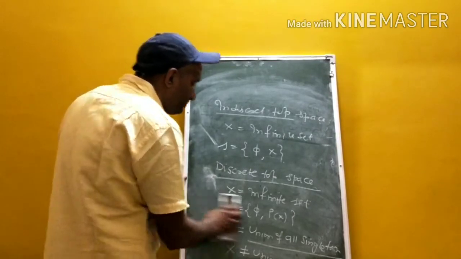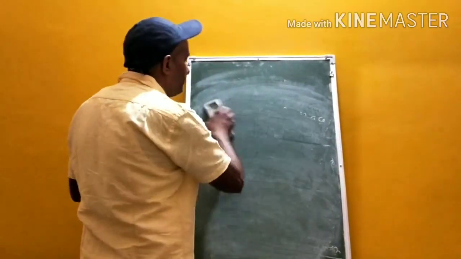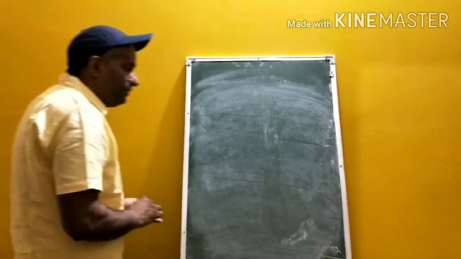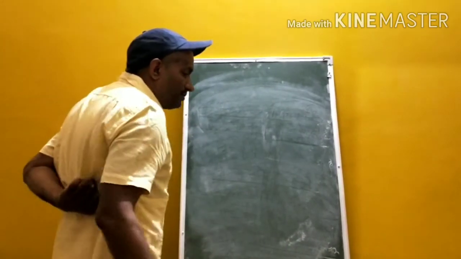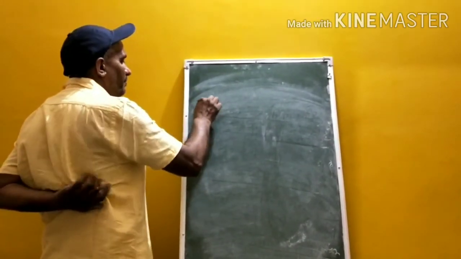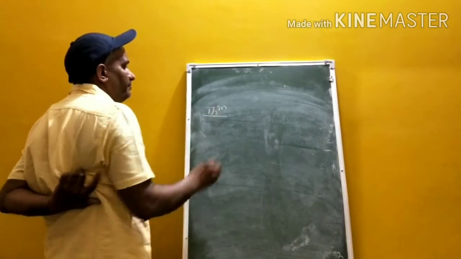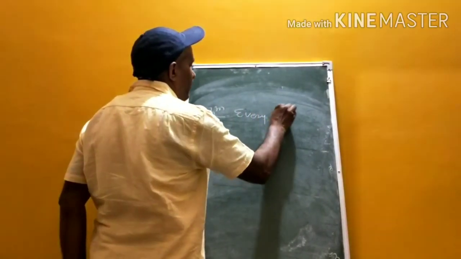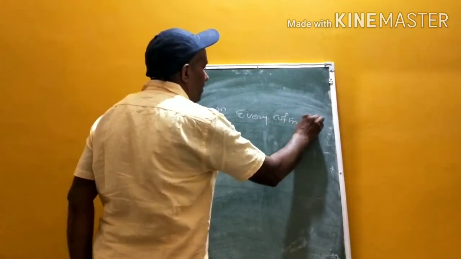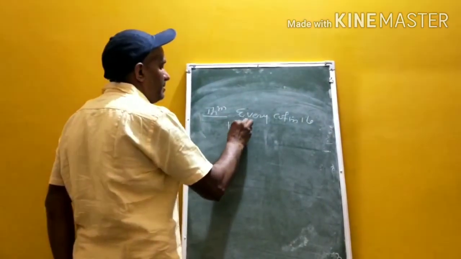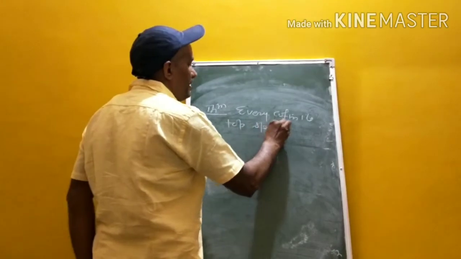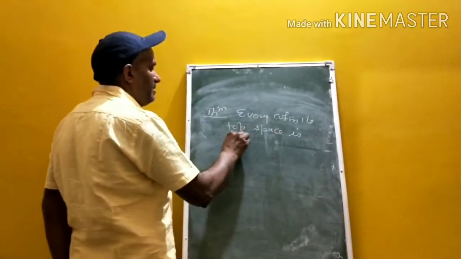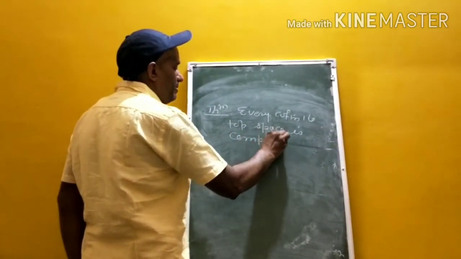Now we come to another example. Theorem: every cofinite topological space is compact. Proof.